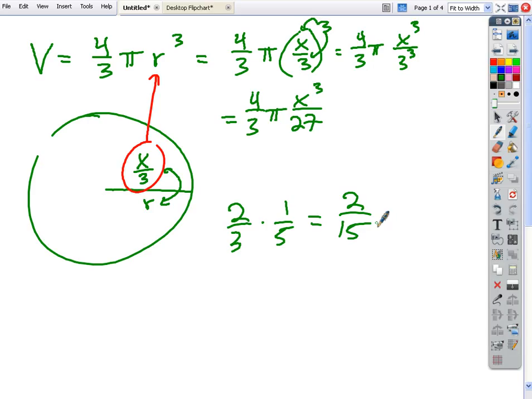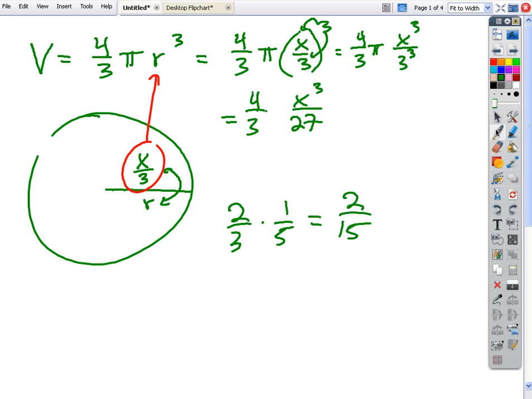Now, if we're adding those or subtracting them, that's harder. Then we got to get a common denominator, and that's a little more of a production. But multiplying is no big deal. We just multiply straight across. So if we multiply straight across up here, now the pi, what about that pi? Where does that go if I'm multiplying straight across? In the top or the bottom? In the top, right.